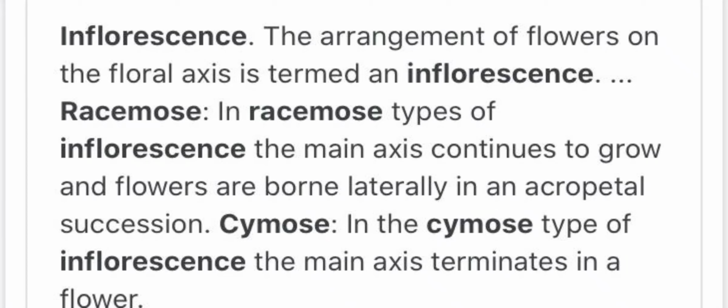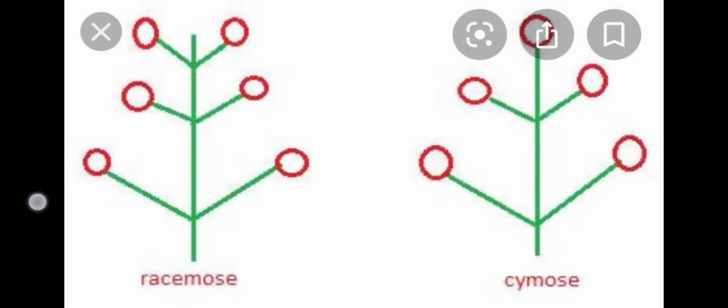Now it's racemose, that means the word race is coming. So here the growth never stops. That is why the term is racemose. Next is the cymose inflorescence. In the cymose type of inflorescence, the main axis terminates in a flower and the flowers are borne in a basipetal order. That is, older flowers are at the apex and the younger flowers at the base.